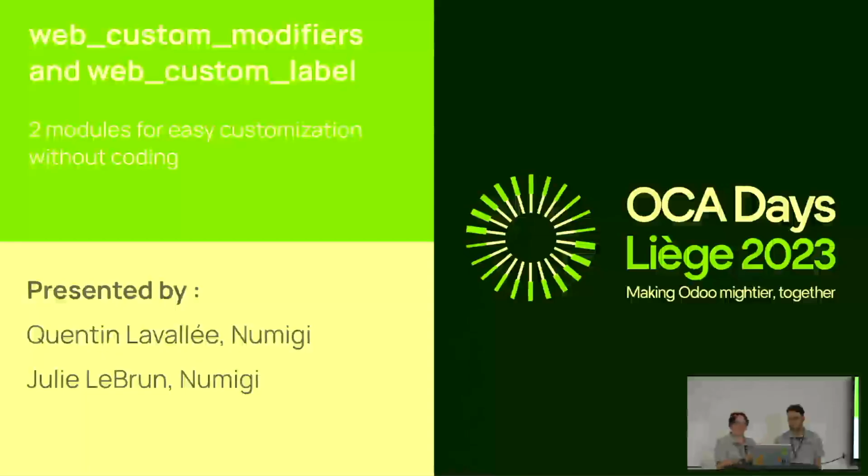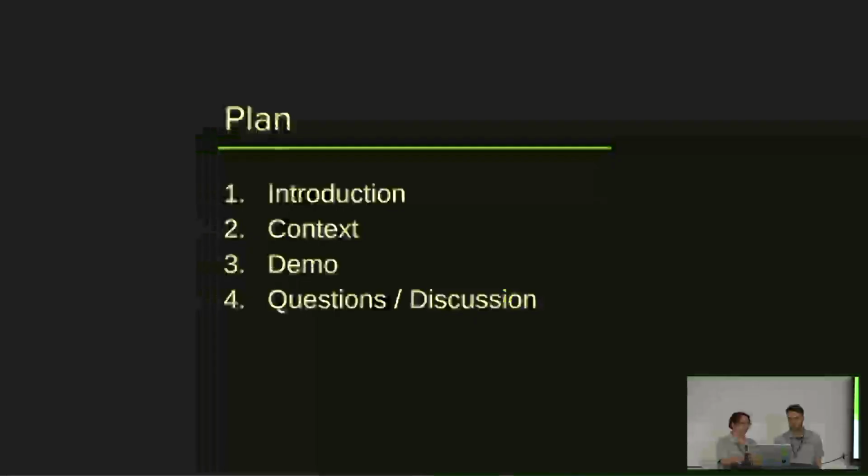Today we are here to present you 2 modules that are really the modules that a functional wants to use. So we are really happy to present it to you. Maybe we will be able to propose it to the OCA and everybody can use it, but it's available on our repo. So the 2 modules are web custom modifier and web custom label. So we will tell you a little bit more about it.